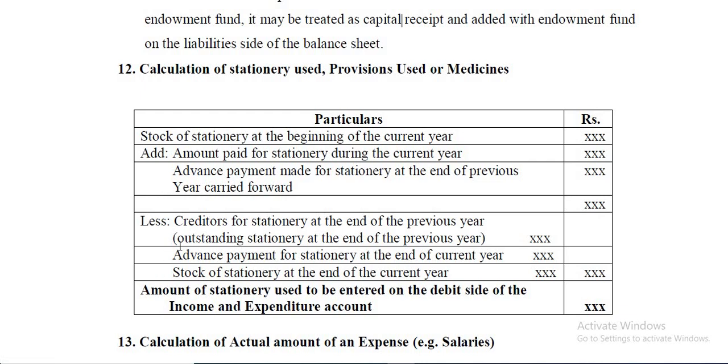But if there are some other items, for example, amount paid for stationery during the current year. So you are paying for stationery purchase during the year. Amount paid for stationery during the year means you are going to purchase the stationery during the year. Advance payment made for stationery at the end of previous year carried forward. So last year advance payment is made, but that is for current year. That is why it is added.